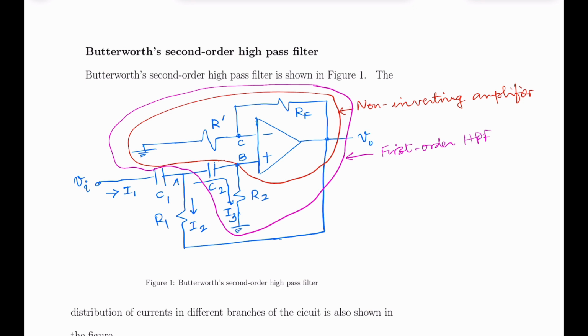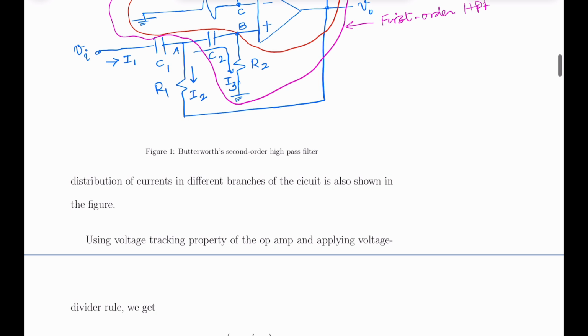This junction is termed as A node, this is B node, and this is C node. If this is the current I1 supplied by the input potential Vi, then a part of it is flowing through R1. So this is I2 and the rest, I3, flows through C2 and R2. We have shown you the distribution of current in the circuit.